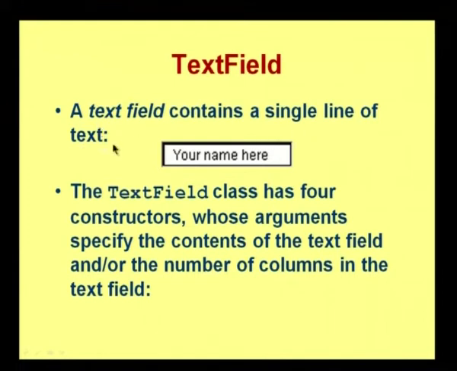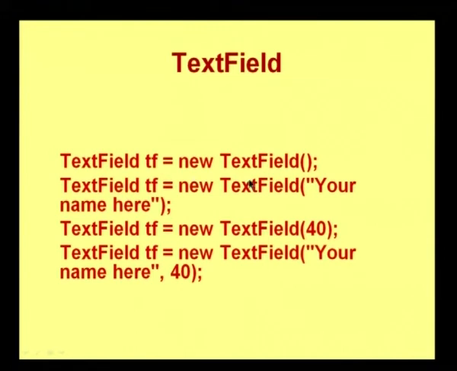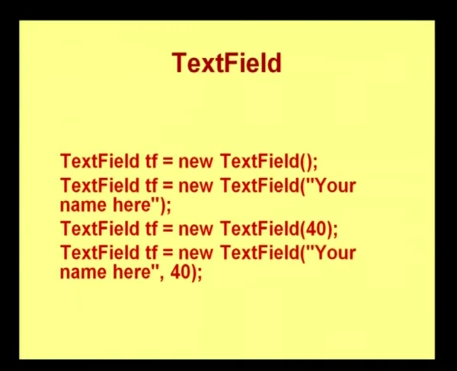A text field contains a single line of text. The TextField class has 4 constructors whose arguments specify the contents of the text field and/or the number of columns in the text field. You can see here we have a constructor without arguments, then a text field with the string to be set on that text field, and then I can specify the number of characters for the text field, and here you have text and the maximum number of characters that can be accommodated in the text field. You can use any one of these constructors and construct the text field accordingly.